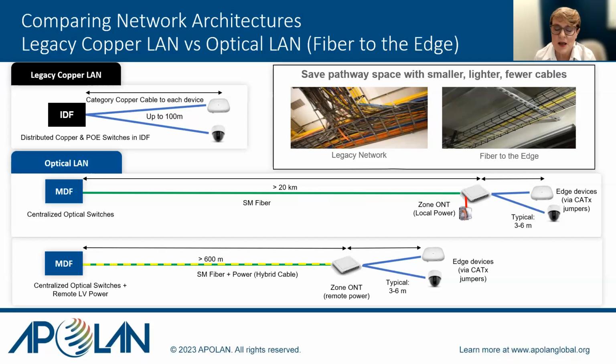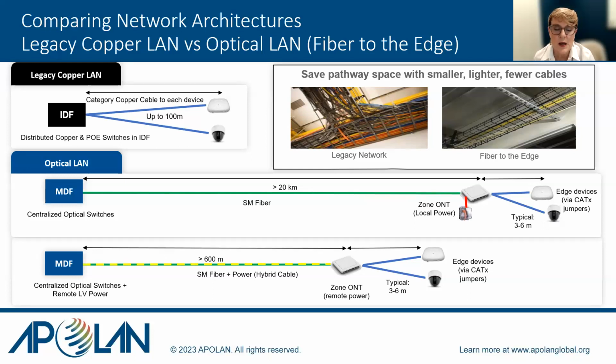And then we go to each and every device with a dedicated run of copper category cable. The limitation here for PoE and for copper is that you can go a maximum of about 100 meters from the IDF to each and every device. With the optical LAN network, we're greatly simplifying the network and using the ability to go much longer distances over single mode fiber. So basically what we're doing is centralizing optical switches in the MDF, the main distribution frame. And if you're just using single mode fiber and remotely powering your edge device in a zone, you can go up to 20 kilometers there.